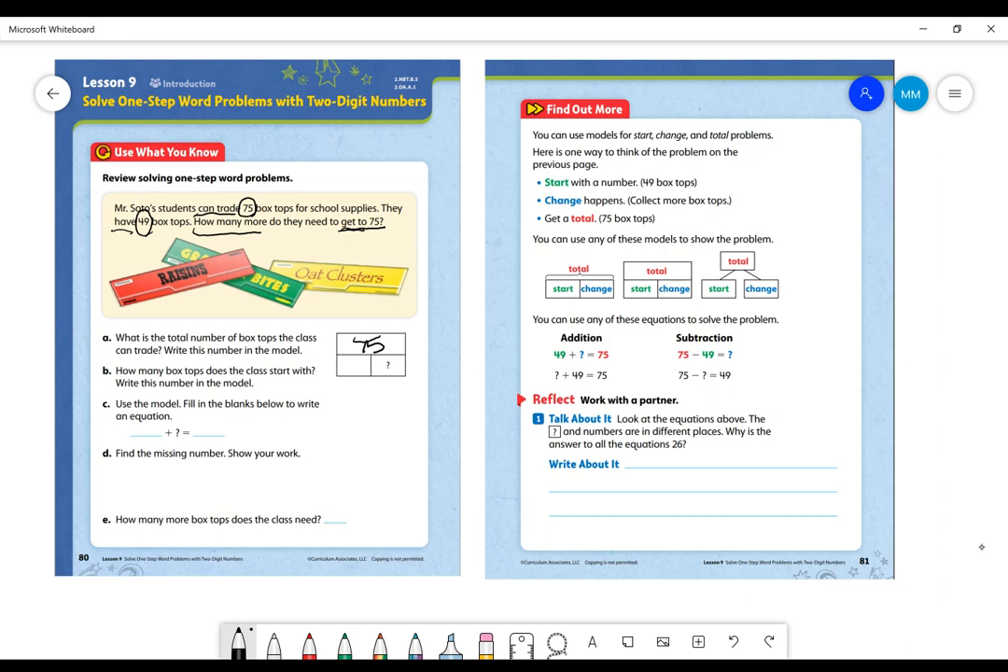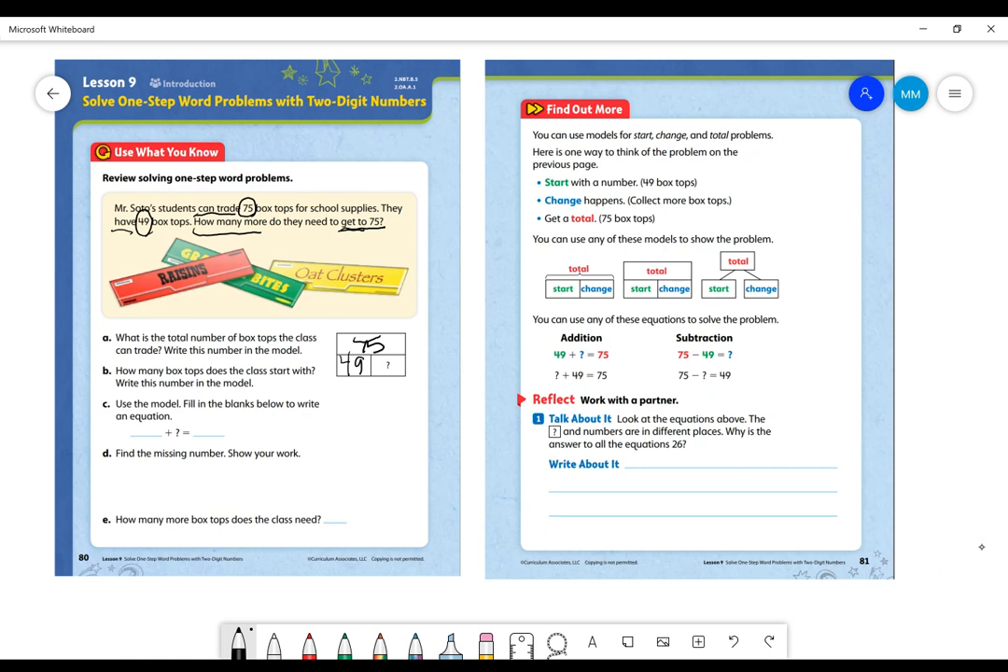How many box tops does the class start with? So how many did they have at the beginning? Look back at the word problem. They had 49, so 49 is our part. It says use the model. Fill in the blanks below to write an equation. So we have a part plus a missing part is our whole. So I want you to go ahead and fill this out before I do. Let's see if we come up with the same answer.